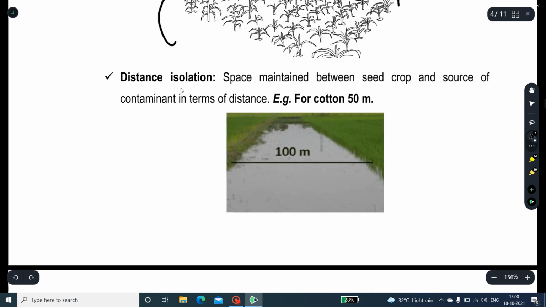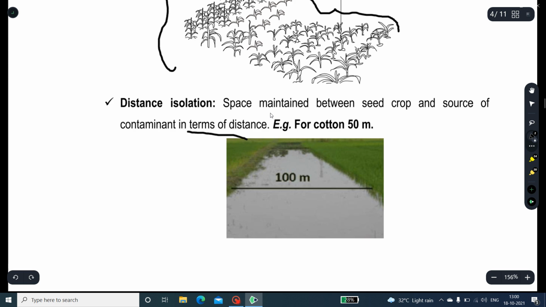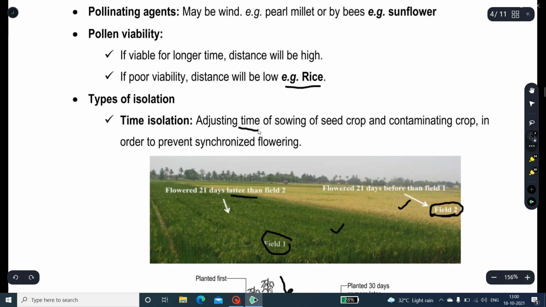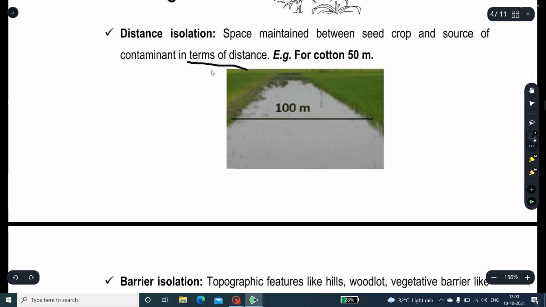And the next one is isolation distance, the space maintained between the seed crop and the source of contaminant in terms of distance. Here in terms of time the isolation is followed, and here in terms of distance isolation is followed. For example, in the case of rice, 3 meters is the isolation distance for self-pollinated crops, as we have already seen. In the case of highly cross-pollinated crops, it will be high. For example, crucifers require 1600 meters.